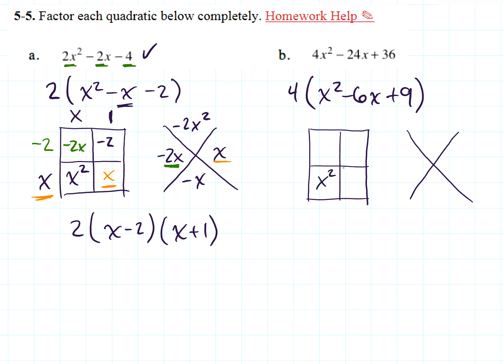I've got an x squared and a 9 here. So the product of those two is 9x squared. And I need to play with factors of that so that I can get a sum of negative 6 times x. And I'm going to leave this one for you to complete on your own.